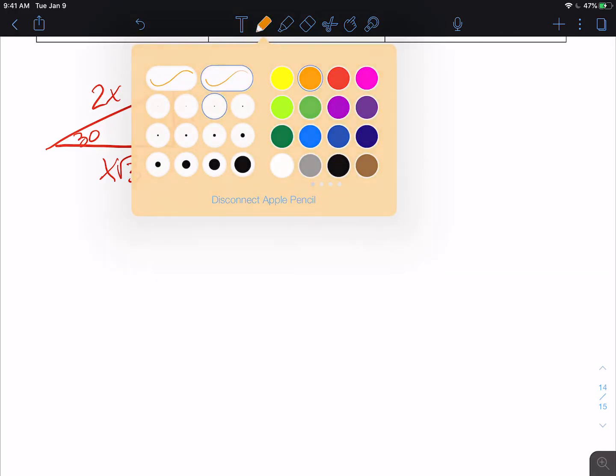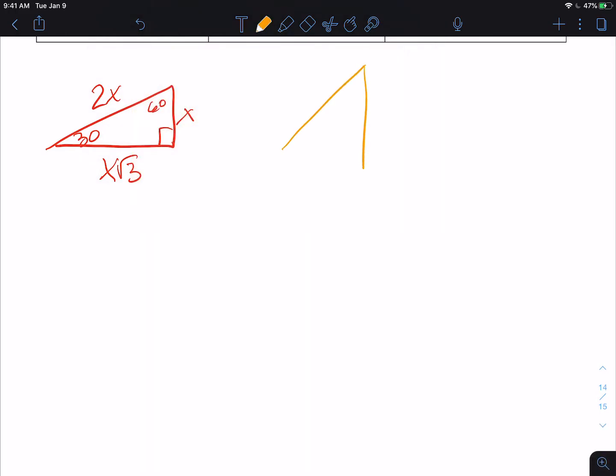Now, on our 45, 45, 90, it also has a special relationship. So remember that there was a theorem in geometry that said if you have congruent angles, then the sides opposite them are congruent. So we already know that these two angles will be the same. So whatever those are, those match. Then you can do the Pythagorean theorem to find the third side, but it always ends up being x square root of 2. So really you should have these memorized.